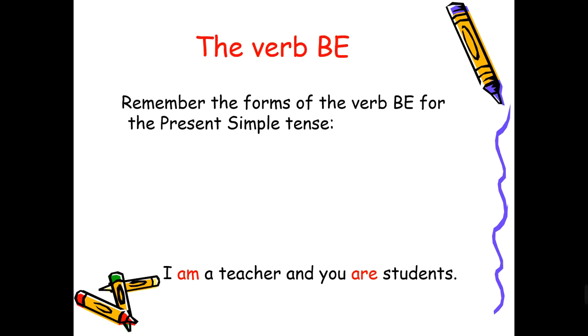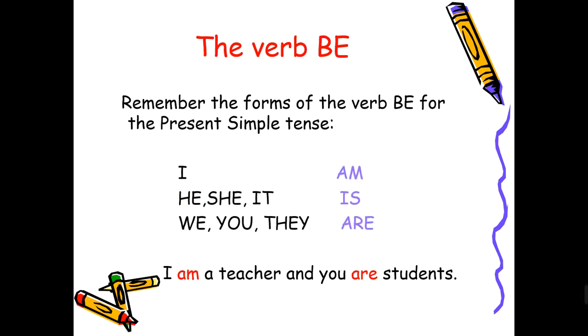Now, how do we use it with the verb to be? Remember the forms of the verb be for the present simple tense. What are they? Yes, I need you to answer me. Correct. The forms of the verb to be are am, is, and are. We use I with am, I am. He, she, and it, we use is with them. And you, we, or they come with are. I am, he, she, it is, we, you, they are. Like, I am a teacher and you are students.